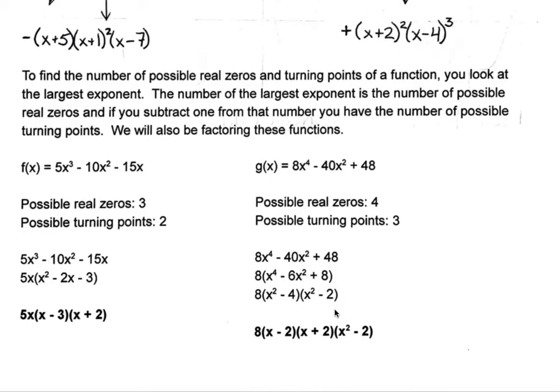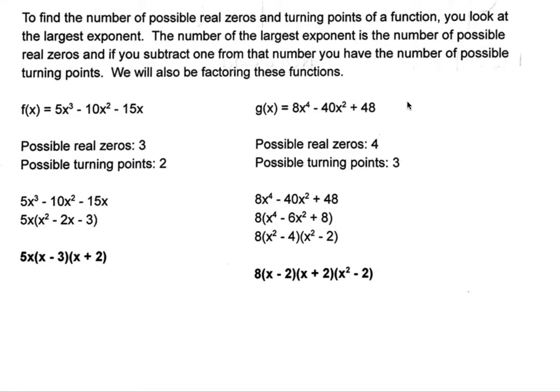To find the total number of possible zeros and turning points of a function, you look at the largest exponent. So in this case, our largest exponent is a 3, so that is the total number of possible real zeros. Now it could be less than that. You could have 1 because imaginary numbers come in pairs, but we're not worried about that. So we will have 3 there, and then turning points are always just 1 less, so 2 turning points. Here our highest exponent is a 4, so that's 4 possible real zeros, and possible turning points would be 1 less than that. It's 3. I don't know why people get confused on that, but it's just 1 less than the number of zeros.